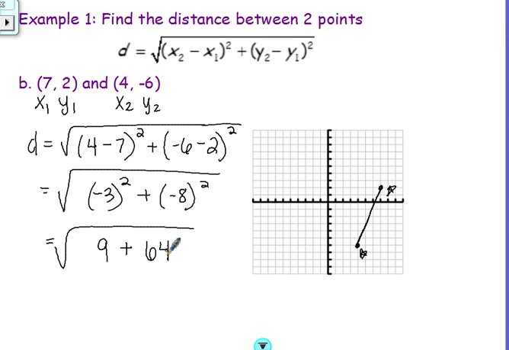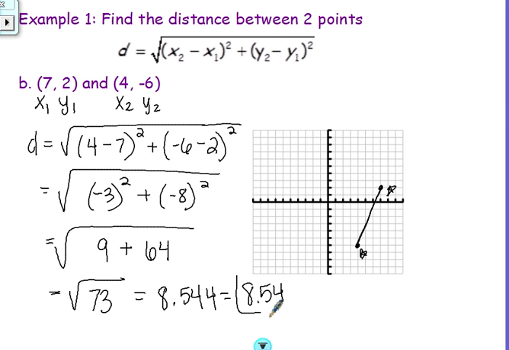9 plus 64 gives us the square root of 73. And if we want our final answer, that answer would be okay, square root of 73. But we want to make it a decimal. So 8.54, if you wanted to put the extra 4 on there, you could. Like I said, you would only have to round to 2 decimal places. So 8.54 would be the distance.